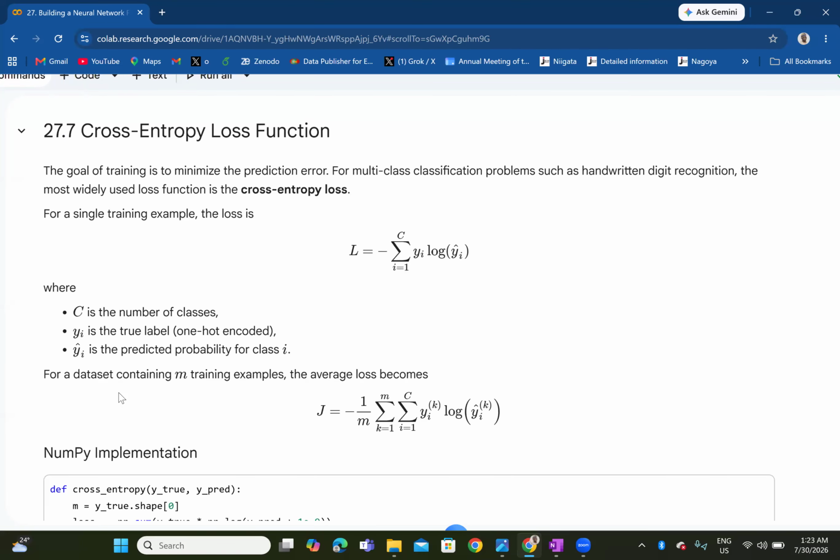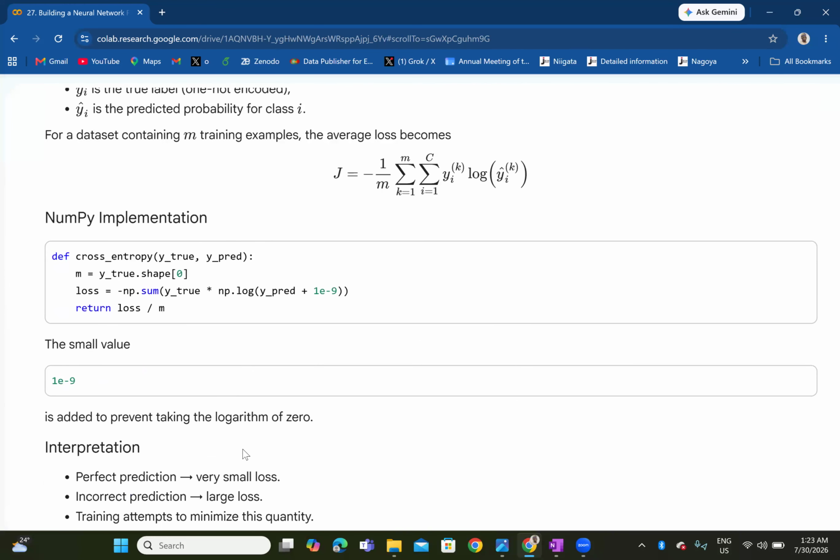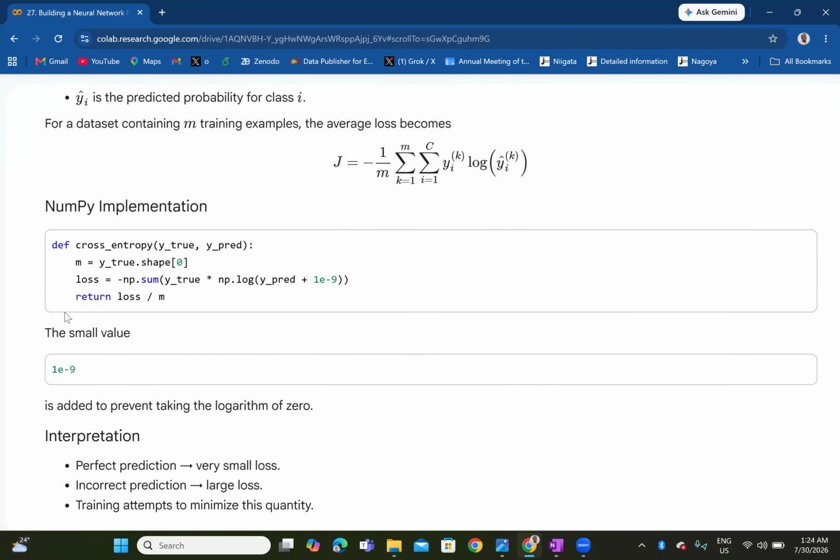So for a dataset containing M training examples, the average loss becomes J equals minus 1 over M, summation over k equals 1 to M, and summation over i equals 1 to C of yi k log yi cap k. And then you have the NumPy implementation right here. This is not code, just explanation for now. We are going to implement all of this.